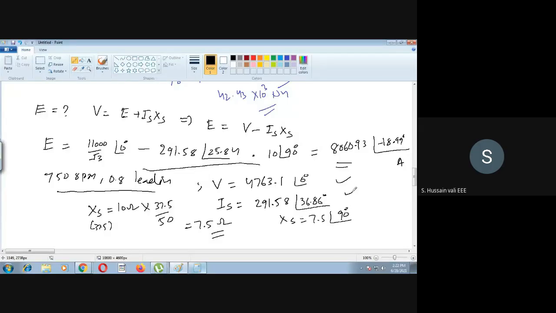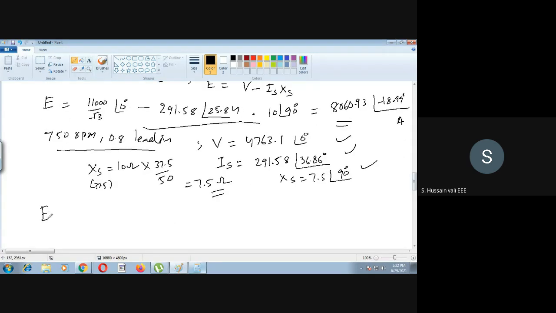So we got all the three. If you have all the three, then we can easily find out E. What is E here? E is equal to V minus IS excess. We can easily find this. Then the answer you will get here is 6321.9 at an angle of minus 16 degrees. You simply substitute all these values; I'm directly writing the answer. So this is the E value you get here.